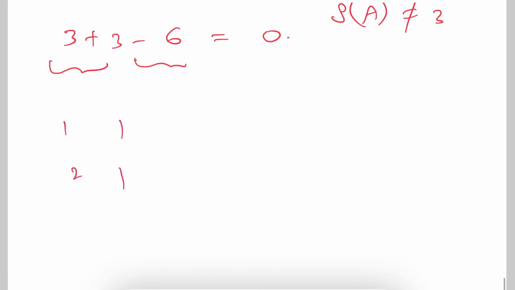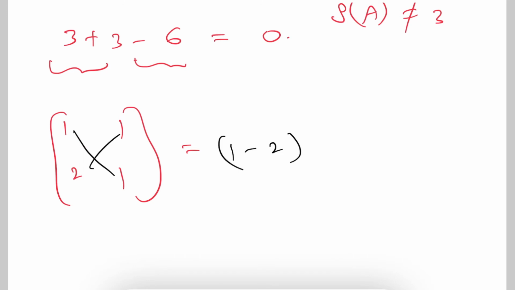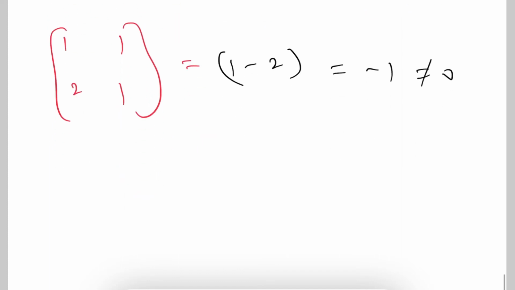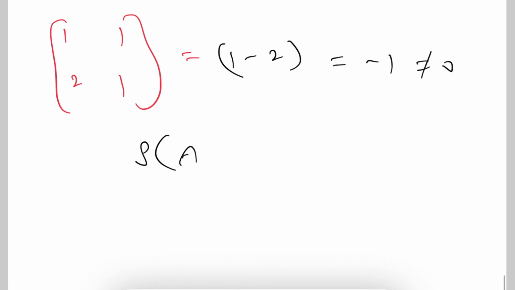For this matrix we need to find out the determinant now. 1 into 1 1 minus 2 1s are 2. So 1 minus 2 is nothing but minus 1. So minus 1 is not equal to 0. Then the rank of this matrix is nothing but 2.